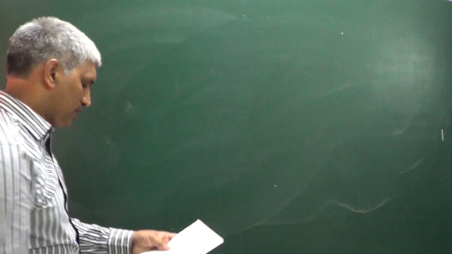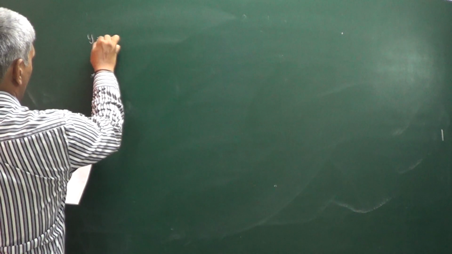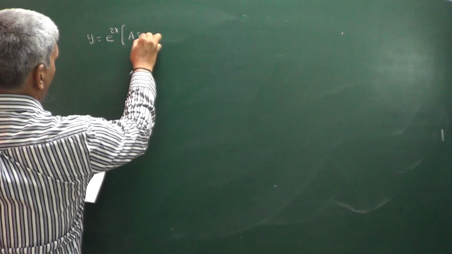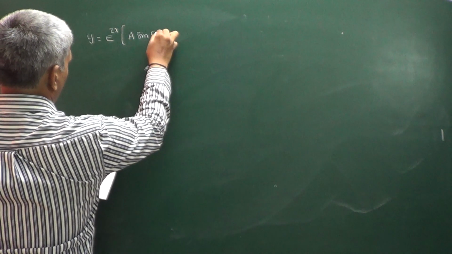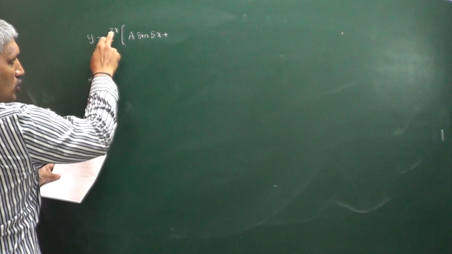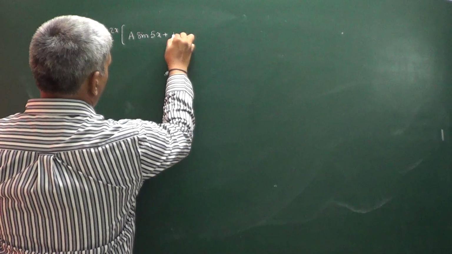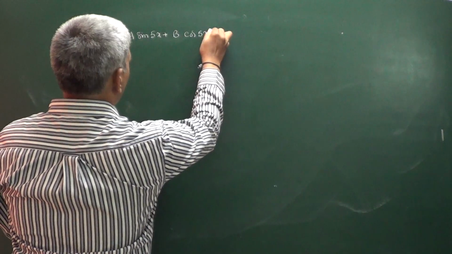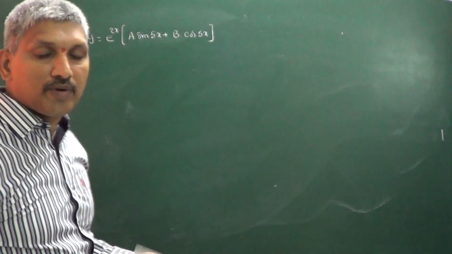Now the question is given in this way: y is equal to e to the power of 2x into a sin 5x plus b into cos 5x. Here 2 and 5 are fixed constants, and a, b are arbitrary constants.